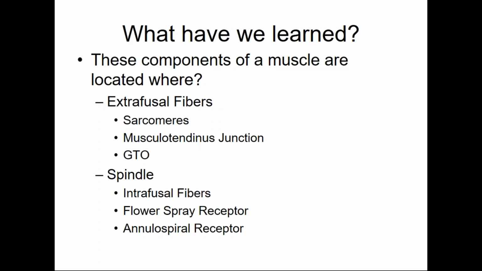And then we have the spindle, which is comprised of intrafusal fibers. And on those intrafusal fibers are two specialized receptors, one called the flower spray, one called the annulospiral. The flower spray is constantly sending an impulse to the spinal cord, and the annulospiral is only sending an impulse at the onset or start of a stretch or change in the length.